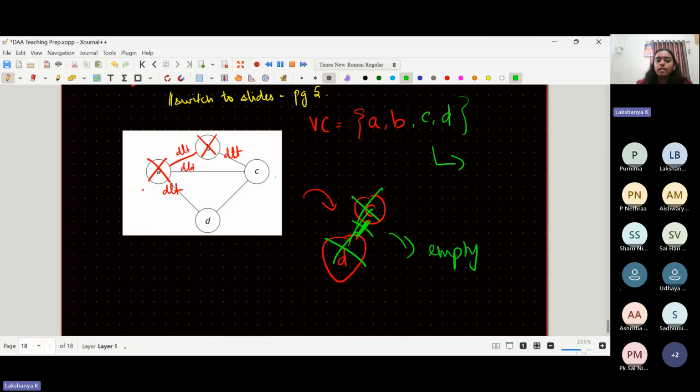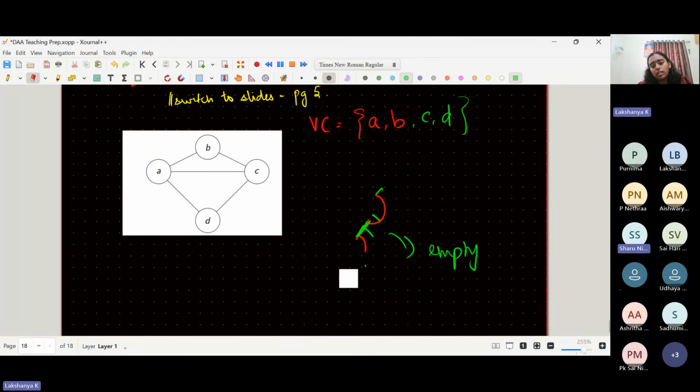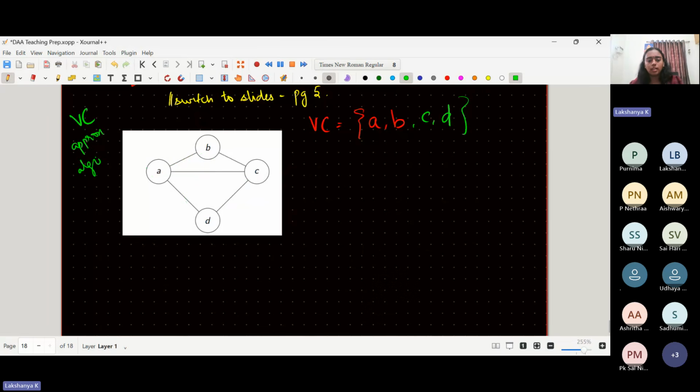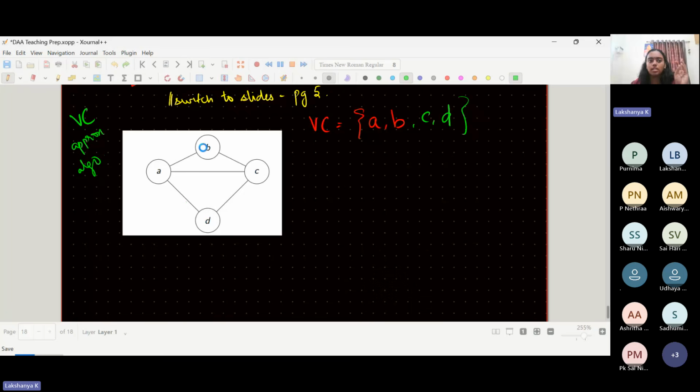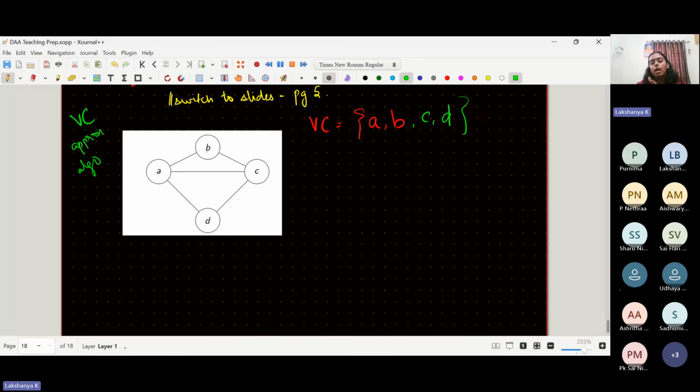Now, if you ask me, is this a valid vertex cover? Yes. For every edge in the graph, at least one endpoint is in the set. Is it the minimal vertex cover? Did we really have to take all 4? Not really. If you had taken, I think, A, B, C, it would have covered everything. So this is not the best solution. It's not the optimal solution. The optimal solution would be the minimal vertex cover. This is an approximate solution. It is right, but it is not the best. Now, how far away from the best is it? We want to quantify that. So is the algorithm clear?